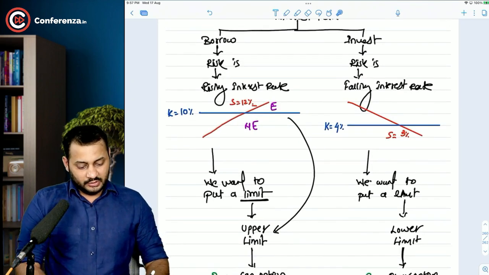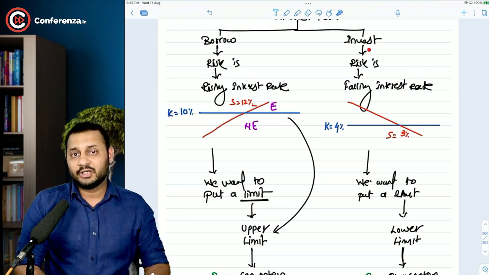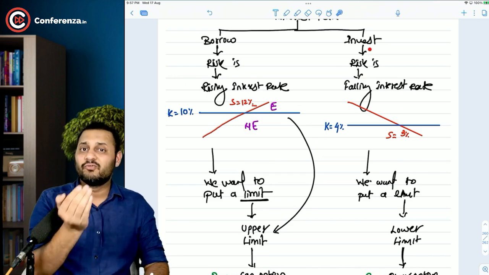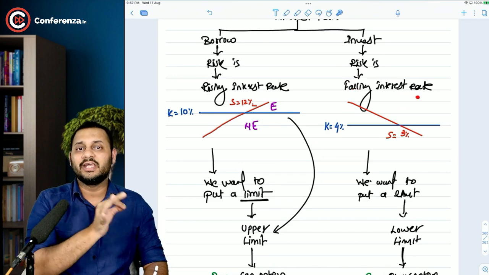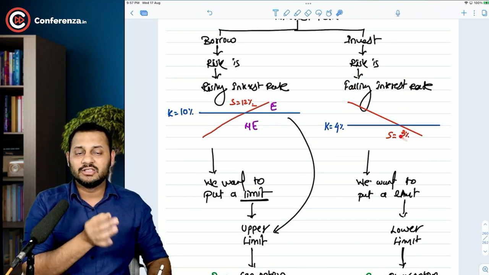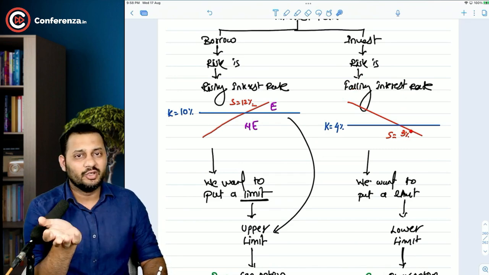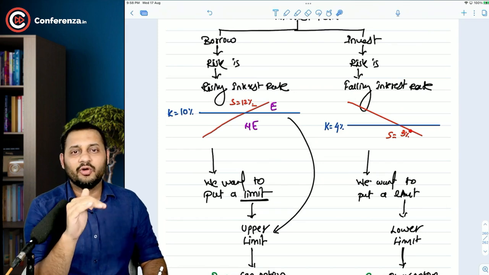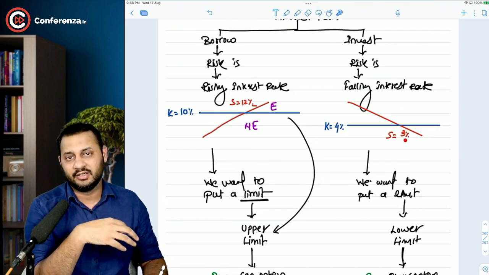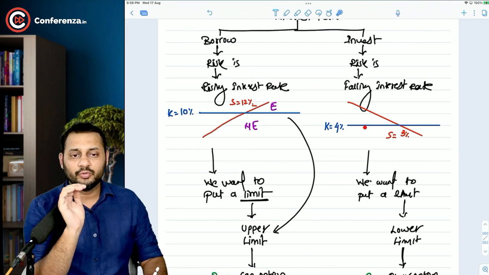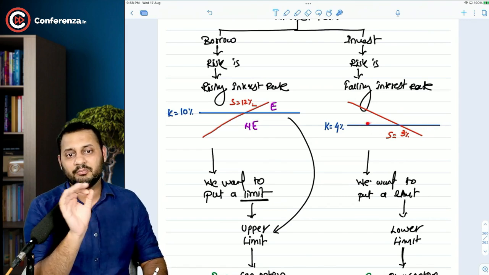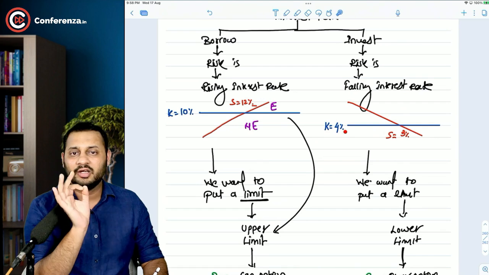The other case is related to investment. When you invest at a floating rate, the risk is the falling interest rate. If the rate falls below a certain level, you will lose on the interest amount, and you don't want to receive lesser interest. So what you want to do is you want to put a limit on this, that minimum to minimum I want 4%.